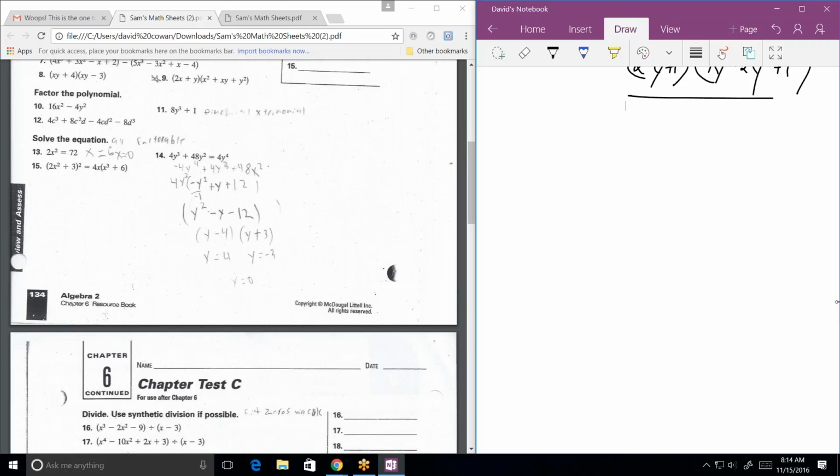Could you look over my work on 14 and tell me if I did it the right way? Okay. Solve the equation. First we want to move everything to one side and then factor out a greatest common factor. It looks like you've done that.